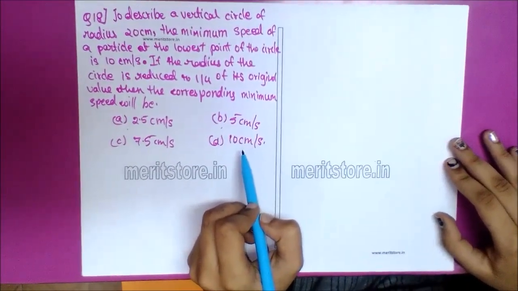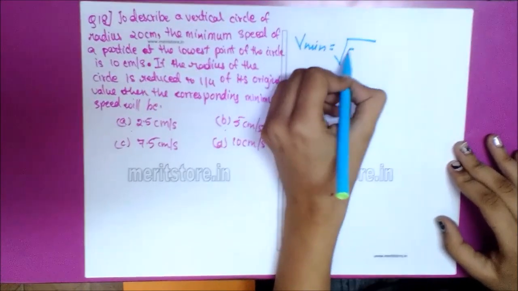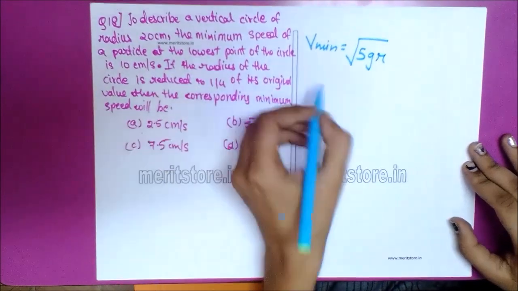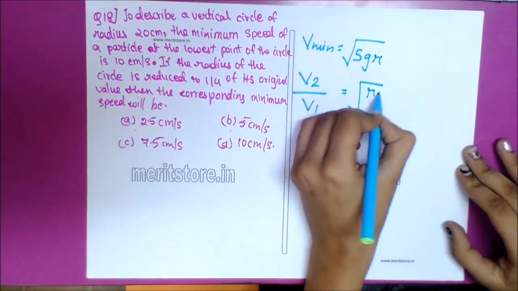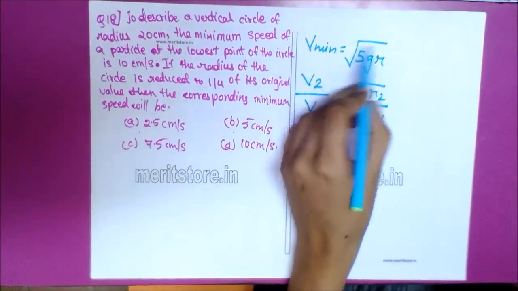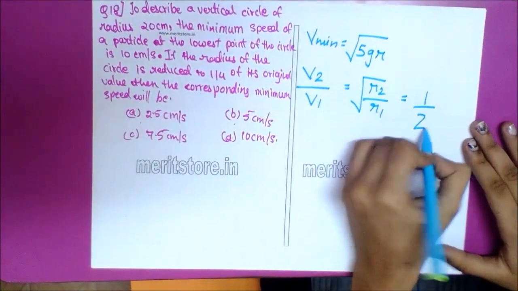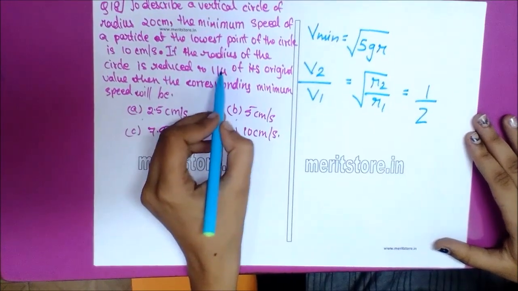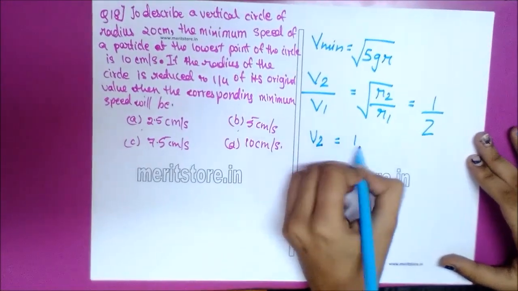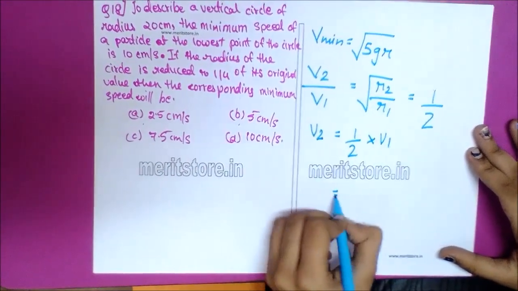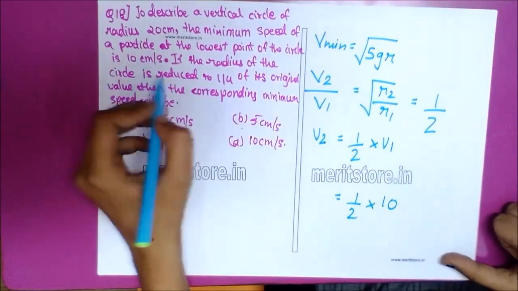So over here we know that V min is equal to root 5 gr and V2 by V1 will be root of R2 by R1, because velocity is proportional to the root of radius. We know root of R2 by R1 will be 1/2, because we have taken the root of 1/4. Therefore V2 will be 1/2 into V1, that is 1/2 into 10, because V1 is given to us as 10.